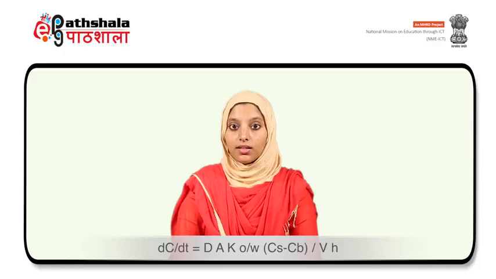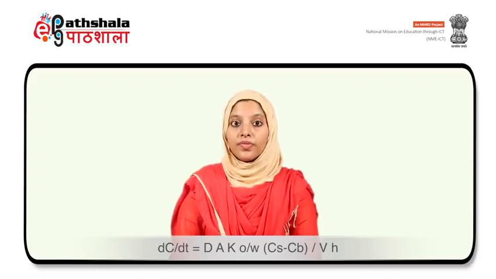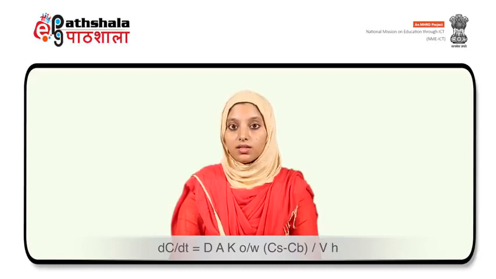We can see that D is the diffusion coefficient or diffusivity of the drug, A is surface area of dissolving drug, K is water to oil partition coefficient of the drug, V is volume of dissolution medium, h is thickness of stagnant layer, and Cs minus Cb is concentration gradient of diffusion of the drug.